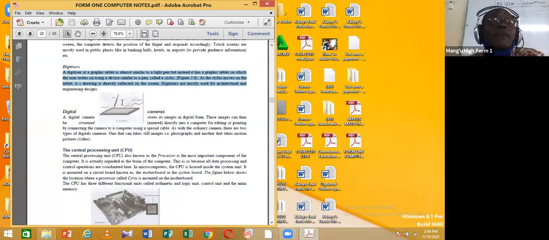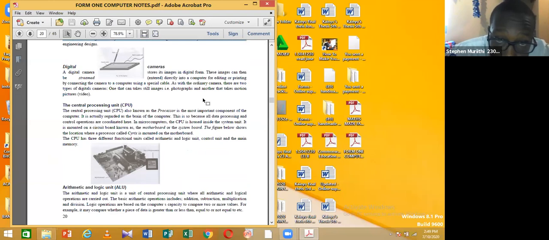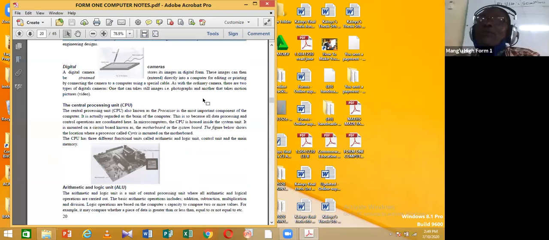Then we have digital cameras. Digital cameras are very common nowadays. They store images in the form of 0s and 1s. We call that digital form. That's why they are called digital cameras, unlike the old type of cameras which used a film reel, which was very analog in nature.